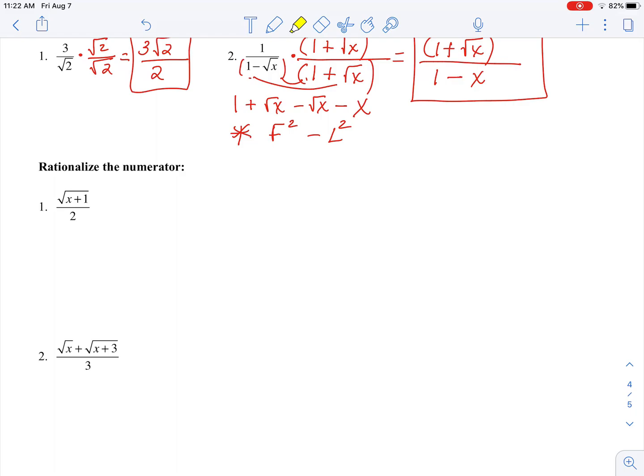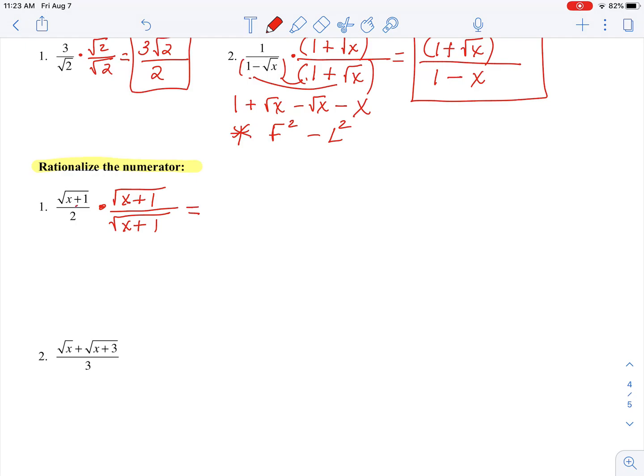Rationalizing the numerator. This is a little more confusing, because your answer is going to move the radical sign to the denominator, and it's going to be confusing at first, but you will get used to it. So to rationalize the numerator, I see that even though this is a binomial, it's still one term. So I just multiply by that whole radical.